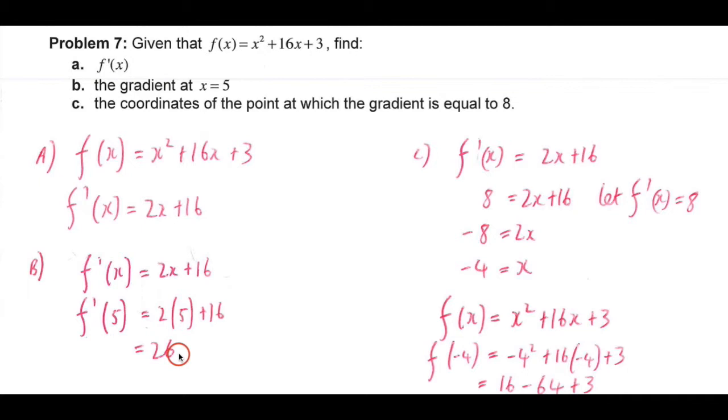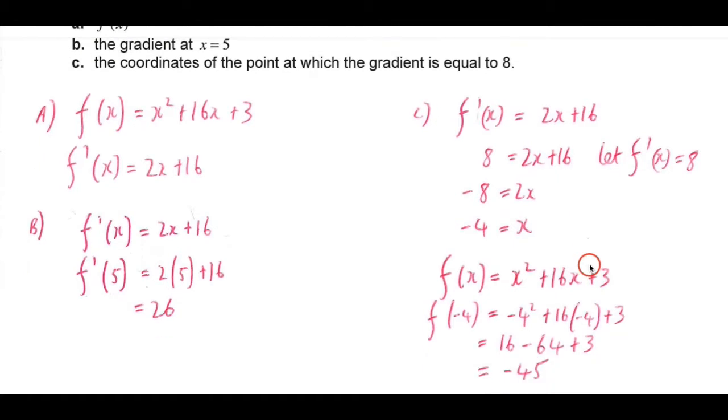In C, I need to find the coordinates of the point at which the gradient is equal to 8. So in this case for C, I've got f prime of x, the gradient function, is equal to 2x plus 16, previously worked out. I make the gradient equal to 8, and then I end up solving for x. So I end up that x is equal to negative 4. So that tells me that when x is equal to negative 4, the gradient, how steep the curve is, is equal to 8.